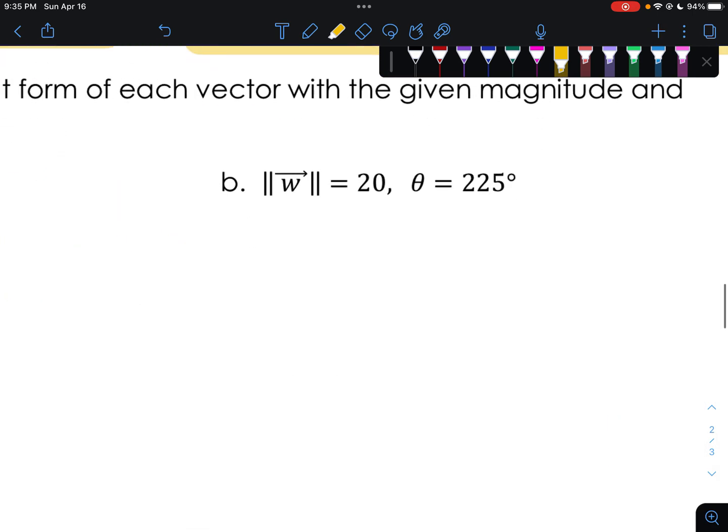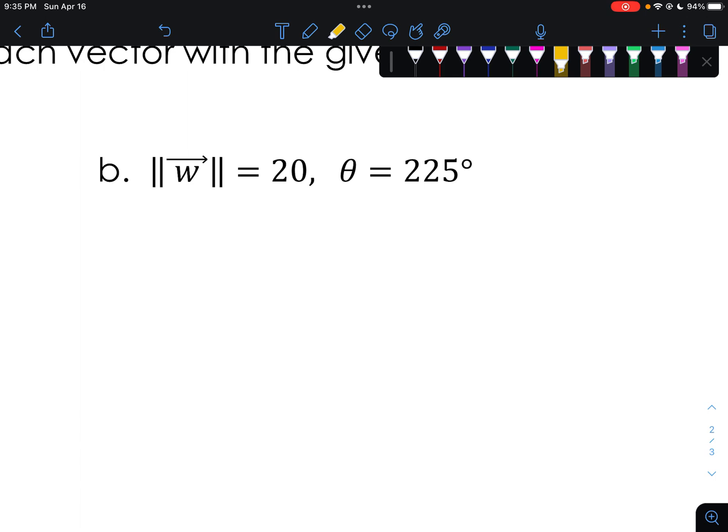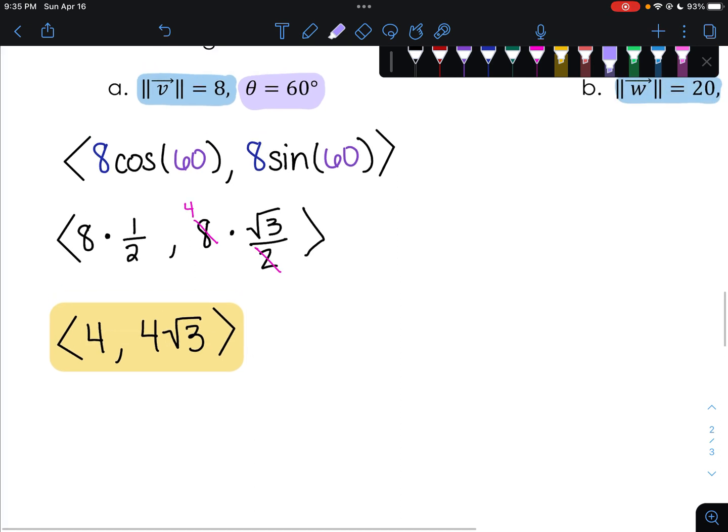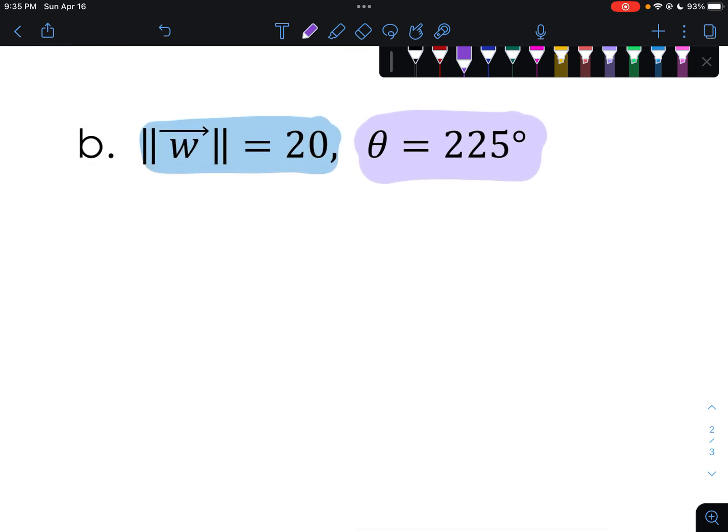Looking at our last example, if you want to pause the video and give it a try, do so now. So we're given our magnitude right here. We're given our direction angle. Something I forgot to point out in A is that 60 degrees is in quadrant 1. If we look, both of our signs are positive, so therefore it is in quadrant 1. Looking here, 225 we should know is in quadrant 3. So my sine and my cosine, or my x and my y value of my component form, or my a and my b value, should both end up negative.